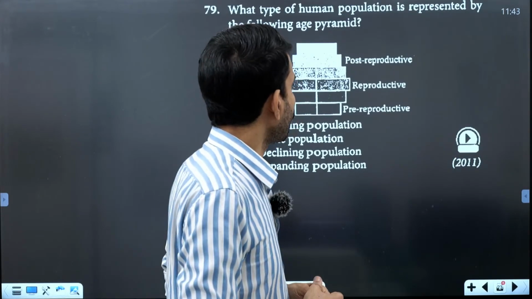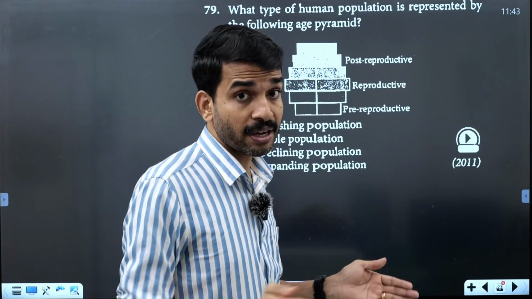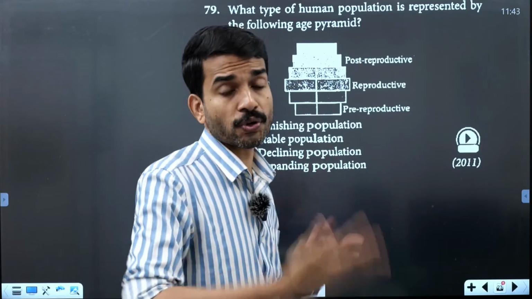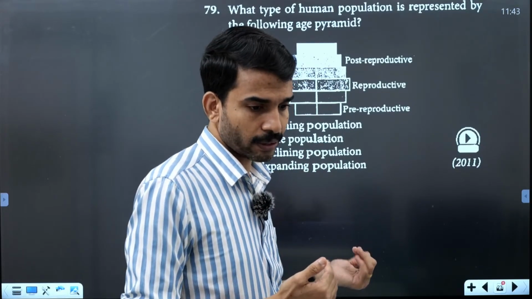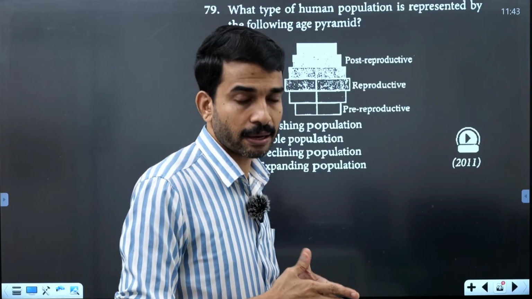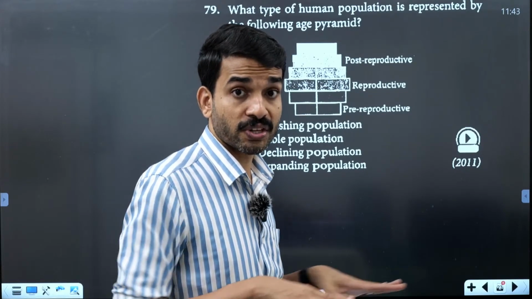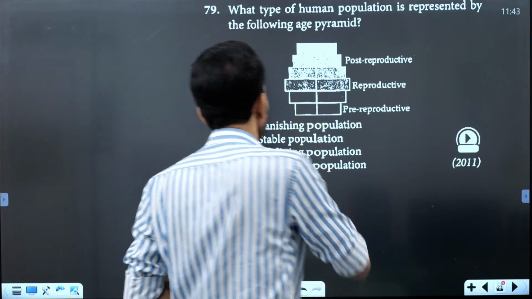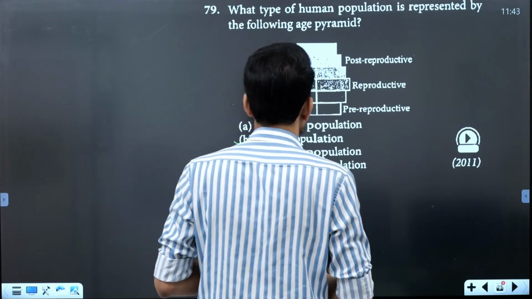This type of population is what we call a stable population. In developed countries, we are expecting this type of population. Even after 50 years or 100 years, we are expecting the same status, right? That means the same number will be maintained because there are some restrictions with regards to the number of kids and everything. So I will go with the stable population.